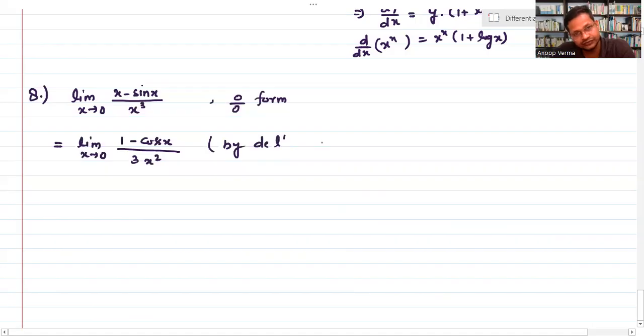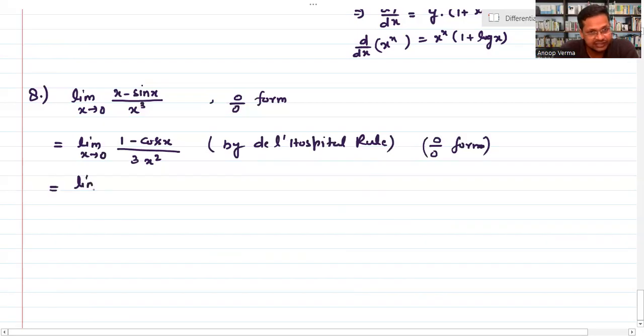By L'Hospital rule. Okay, again you know that this is again 0 by 0 form. You can again apply the same rule. Again take the derivative, limit x tending to 0. 1 का तो 0 हो गया. cos का साइन होता है माइनस का साइन, तो वे हो जाएगा प्लस का साइन ऑफ x डिवाइडेड बाय 6x. Okay. Again 0 by 0 form.